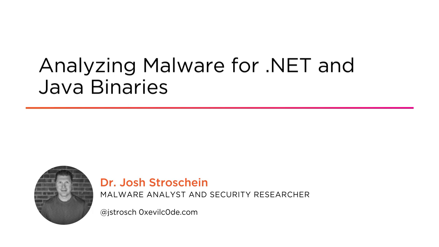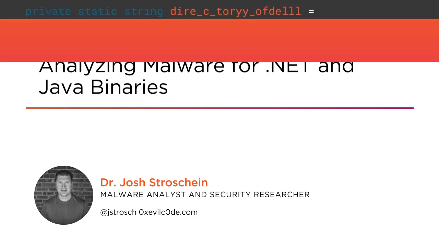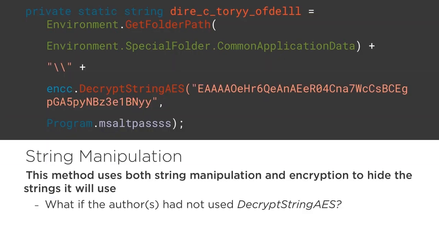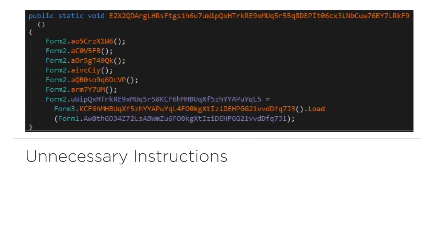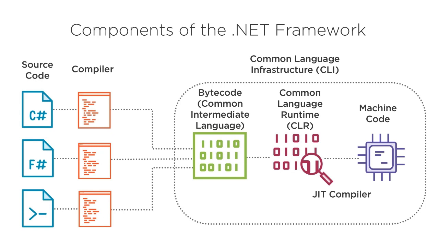I am an assistant professor in cybersecurity at Dakota State University, senior security researcher at VDA Labs, and malware analyst for Bromium. Java and .NET are commonly used by malware authors to attack our users and our computing resources. They can be used to deliver ransomware, trojans, and other information-stealing malware.